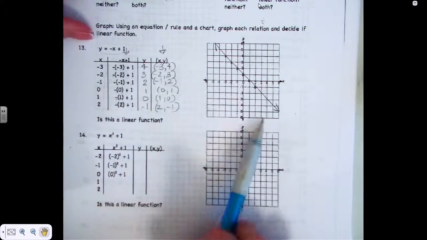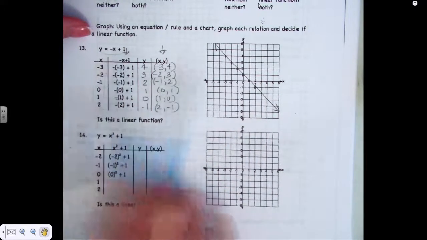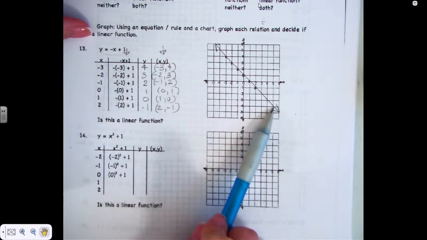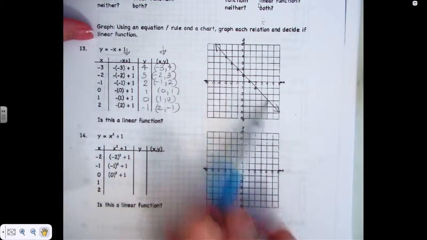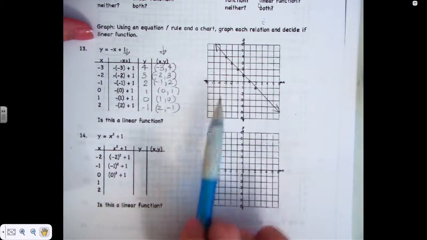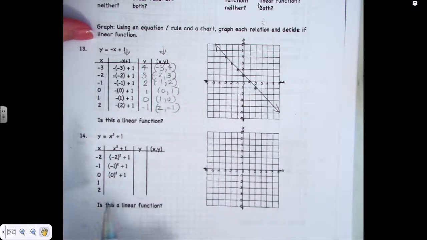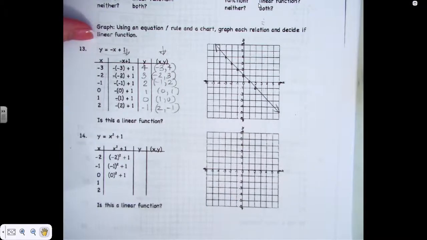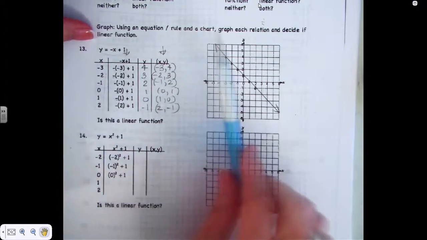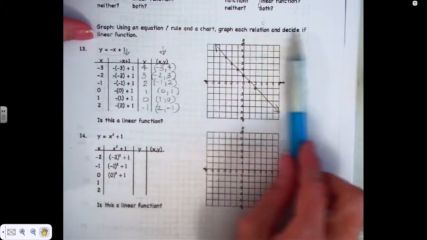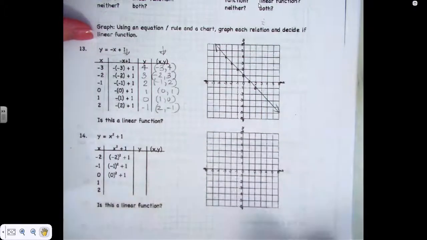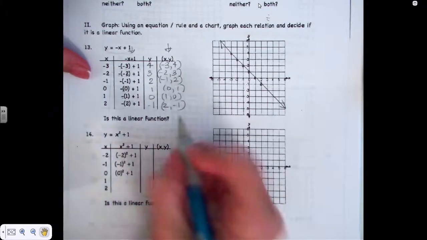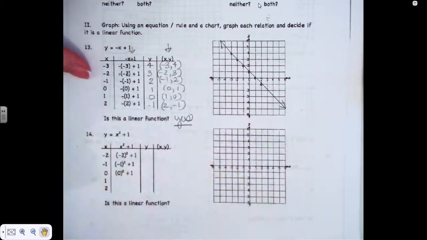Now, we already determined it was a linear function. We graphed it and it's a linear function. A check would be if we graph this and you had an extraneous point somewhere, then that means you made a mistake graphing it, or you made a mistake solving it. And it is a function because it passes the pencil test. So to answer this question, is this a linear function? Yes, which we already determined that it was.